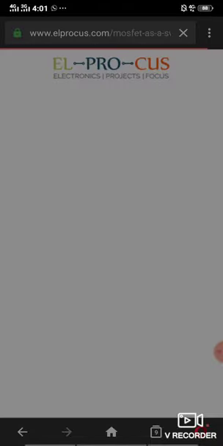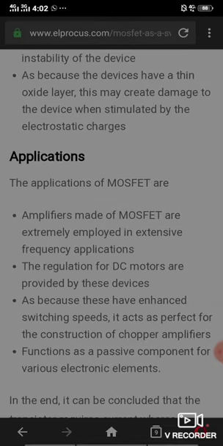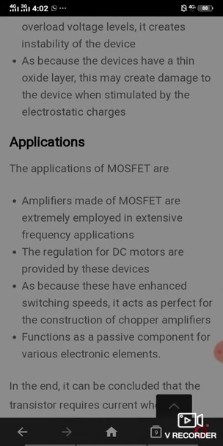In this video we will learn the application of a metal oxide semiconductor. Amplifiers made of MOSFET are extensively employed in wide frequency applications. The regulation of DC motors is provided by these devices. Because they have enhanced switching speed, they are perfect for the construction of chopper amplifiers.